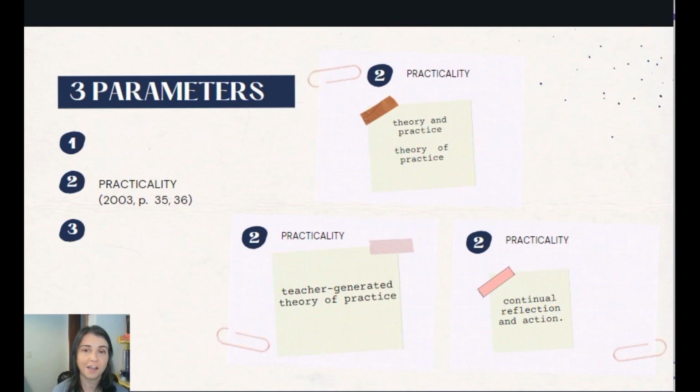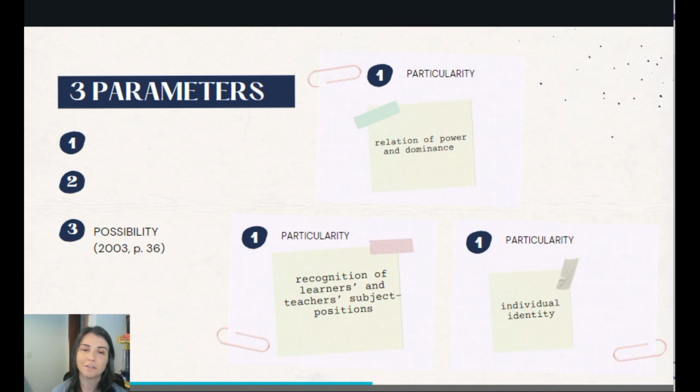And then we can talk about practicality. Practicality is about theory and practice, or theory of practice. Every time a teacher enters a classroom, he or she is theorizing their practice. They are thinking, they're reflecting on how they can set goals with their students, how they can approach their students, how they can treat their students as individuals. We can say that it is a teacher-generated theory of practice. So it comes from the classroom, it comes from the experience of teachers, and it is a continual reflection and action. And finally, the parameter of possibility.